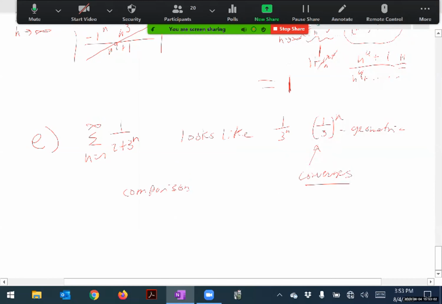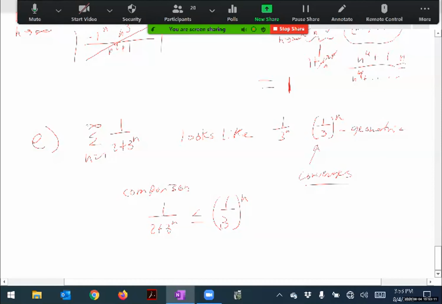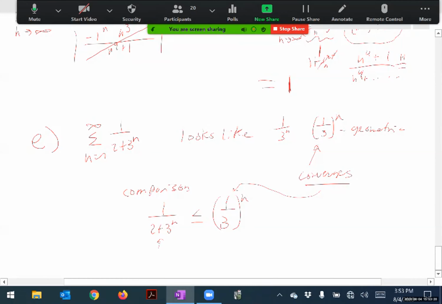So that's comparison, because this is 1 over 2 plus 3 to the n, which is always less than or equal to 1 over 3 to the nth power. And since this one converges, and we get a smaller one that converges, then that one will have to converge as well. So geometric was on the right track. We just had to use the geometric as a comparison. Hopefully that makes sense.